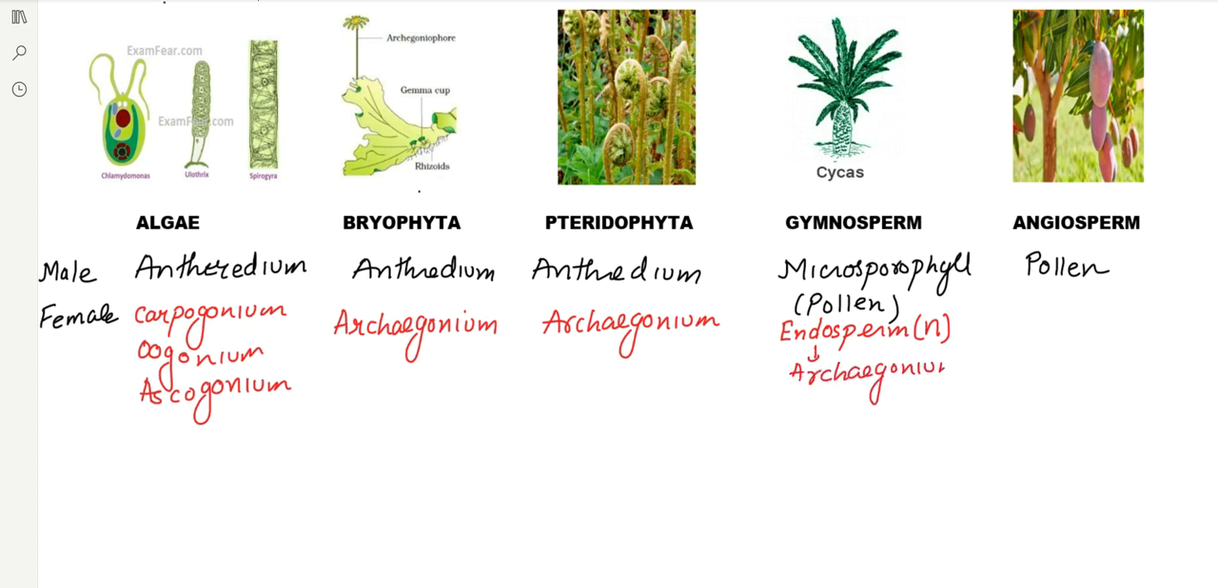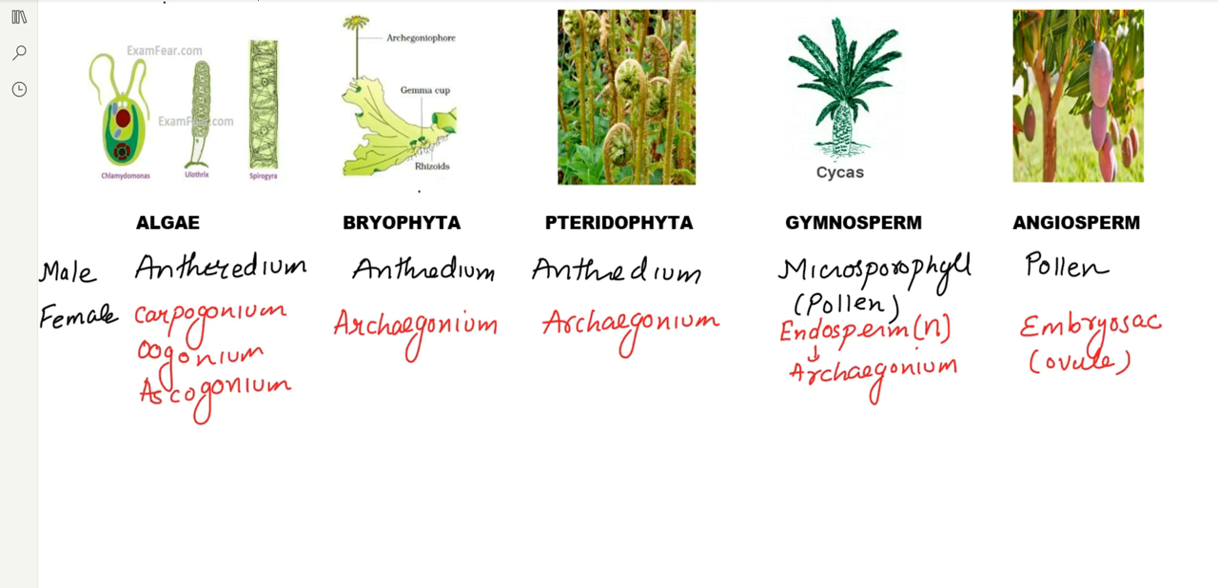But this archegonium was totally absent in angiosperm, where we see the female gametophyte as the embryo sac, which was present inside the ovule. Now, what do we see when we talk about reproduction in algae? The basis of propagation has evolved during the course of this evolution.